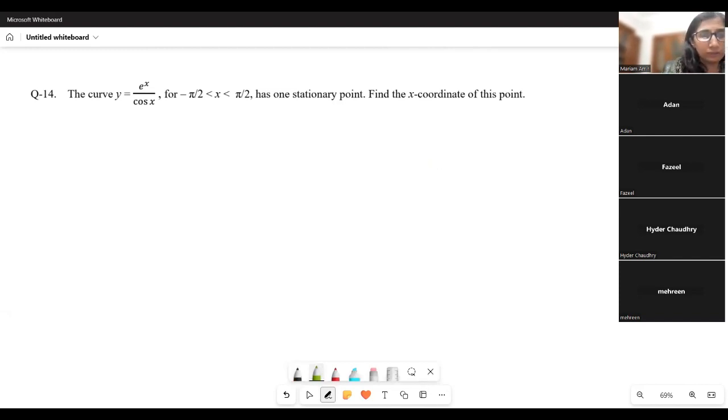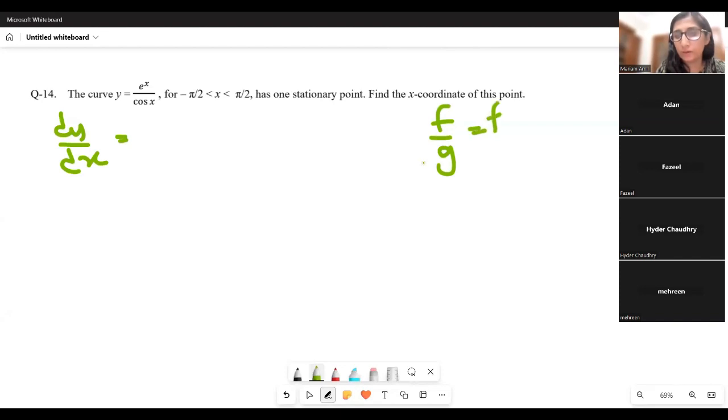Okay. So dy over dx is going to be, if you remember the quotient rule, if you have f upon g, the quotient rule says: differentiate the numerator and multiply it with g as it is, minus f multiplied by the derivative of g, and in the denominator g squared. So let's use that rule.